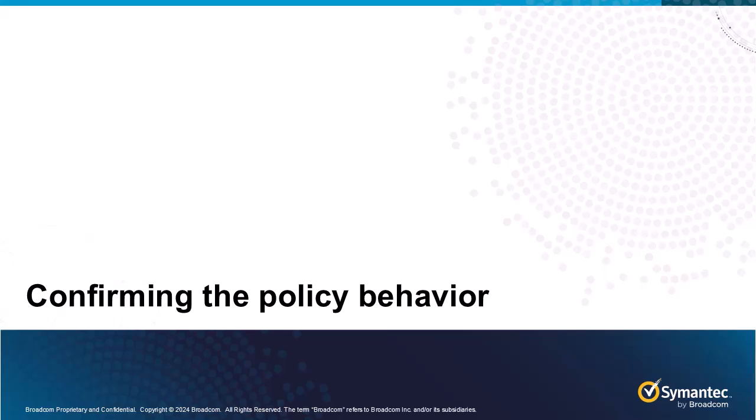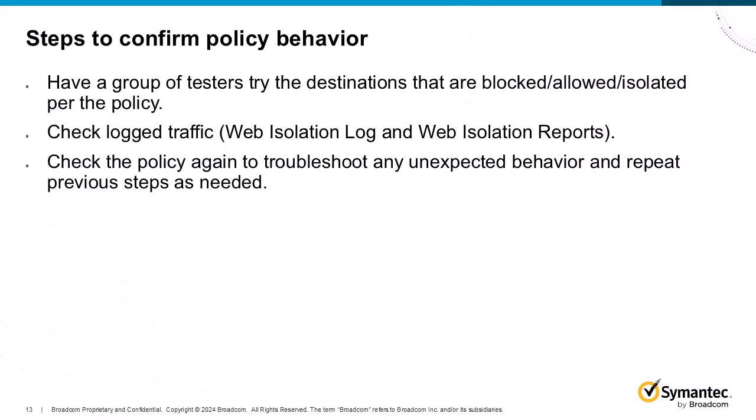The final step is to confirm that the consolidated policy works as intended. It's recommended to have a group of testers try the destinations that are blocked, allowed, and isolated as per the policy. Also check log traffic, web isolation log, and web isolation reports. And finally, check the policy again to troubleshoot any unexpected behavior, and repeat previous steps as needed.